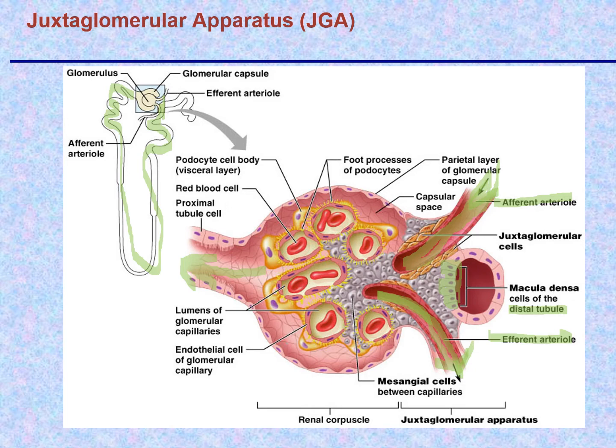The macula densa cells here in the wall form part of what's called the juxtaglomerular apparatus. The juxtaglomerular apparatus is made up of macula densa cells in the wall of the distal convoluted tubule, the juxtaglomerular cells, which are found surrounding mostly the afferent, but also a little around the efferent arteriole, and also mesangial cells, these gray cells shown here all throughout. So that's the juxtaglomerular apparatus.